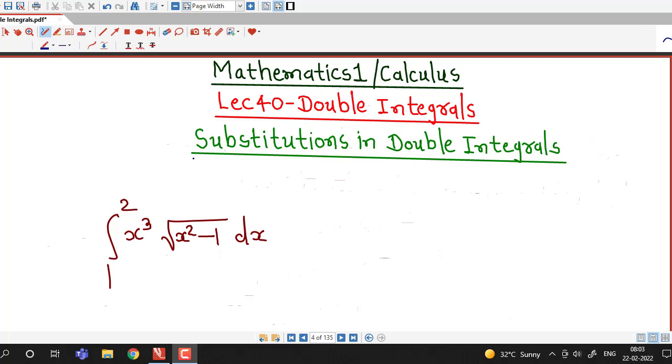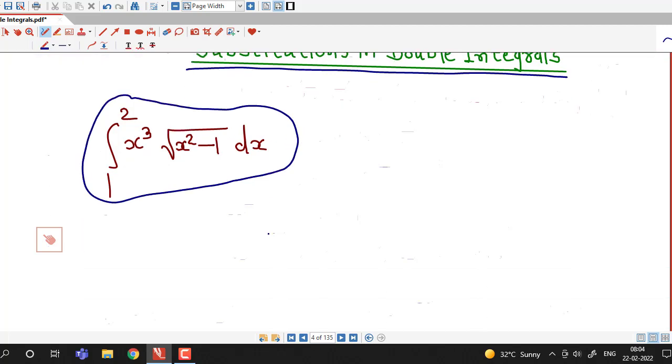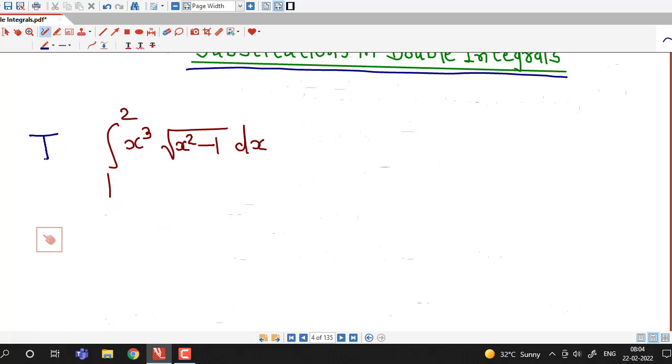In this lecture we are going to discuss substitutions in double integrals: how to select proper substitutions so that we can apply the change of variables in double integrals. We have already studied change of variables in integrals of functions of one variable. Let us recall how we can apply the change of variables in the integral of a function of one variable.